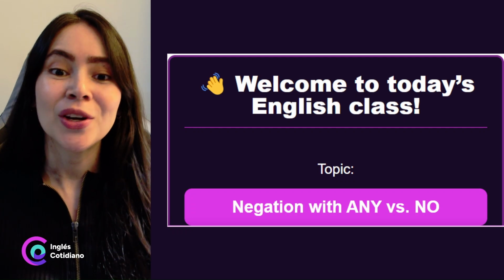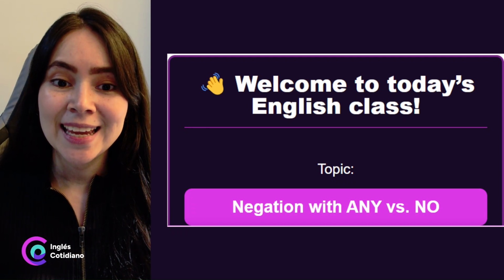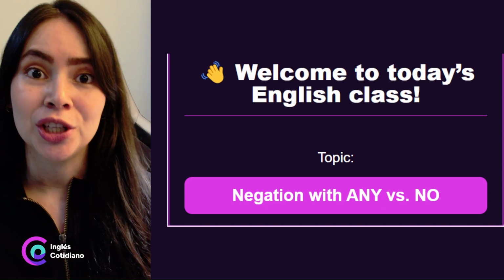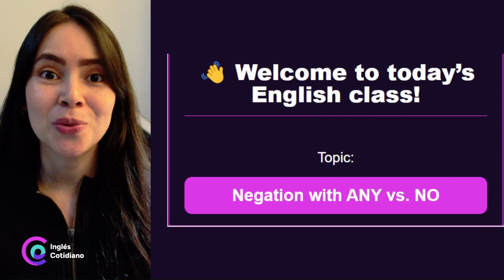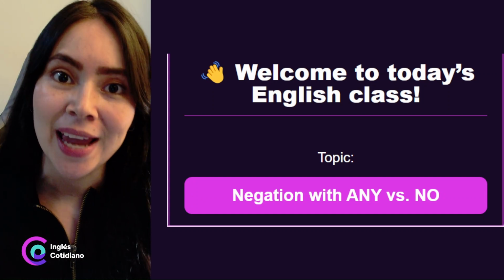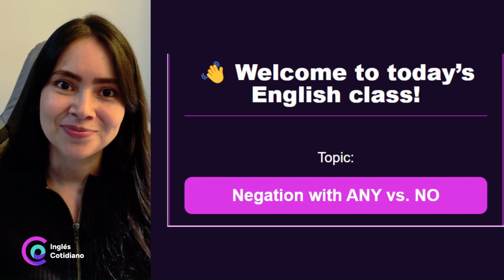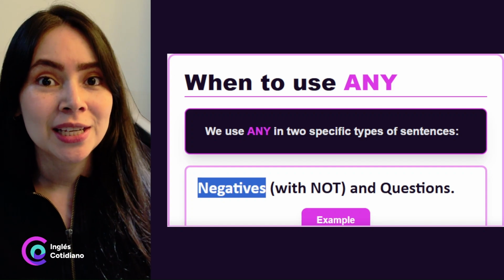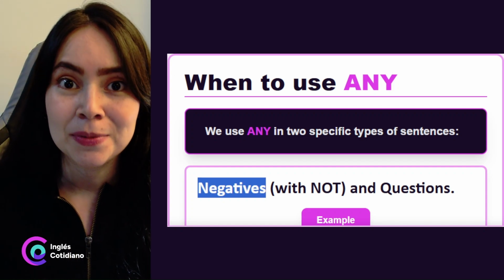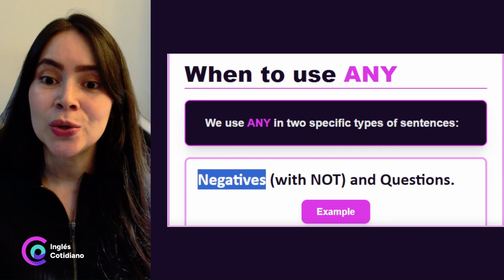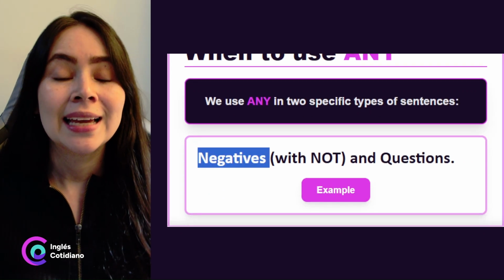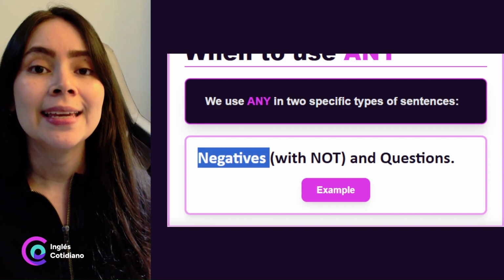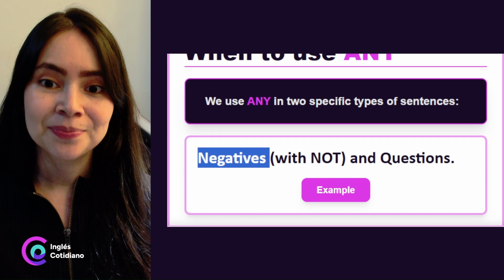In today's lesson, we are going to learn negations with any and also with the word no. These are the two options we have in English to create our negative sentences. Let's get started with the word any. We can use this word in two different types of sentences: in negations, negative sentences, and also in questions, interrogative sentences.